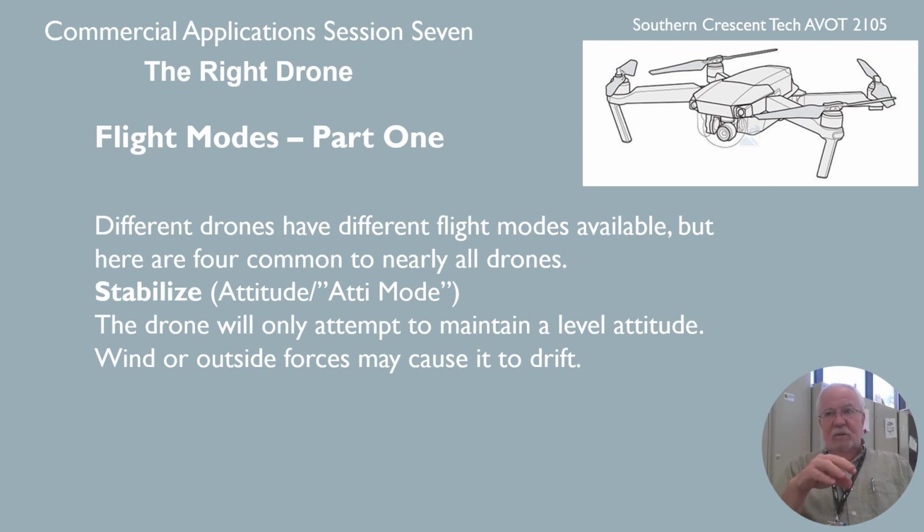Okay, so basically it will maintain level attitude. It'll use the accelerometers and the IMU information to maintain an attitude, but it could drift because it doesn't have the GPS positioning ability. And if there was wind or you're outdoors, it might start drifting with the wind. If you have it in this mode and you go up there and grab the drone and move the drone to another location, it'll be fine. It won't make any adjustments to that.